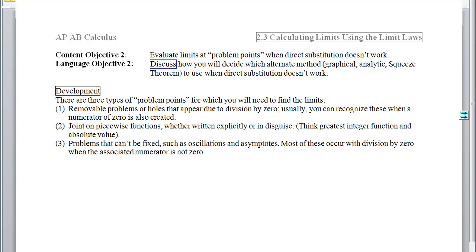Now sometimes piecewise functions are written explicitly with the curly braces designating your branches, and sometimes they are written in disguise. So whenever you see a piecewise function in disguise and you are interested in the limit at the joint, you will have to create a piecewise function written in normal notation in order to work with it. Thirdly, we'll have problems that cannot be fixed. These will come from division by 0 when you end up with oscillations or asymptotes, and most of these happen when the numerator does not become 0 when the denominator does.